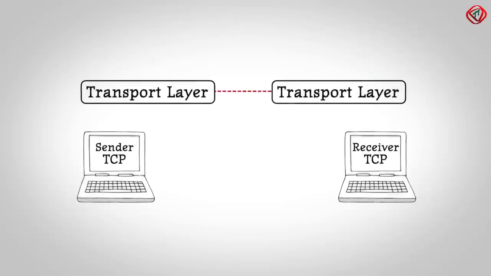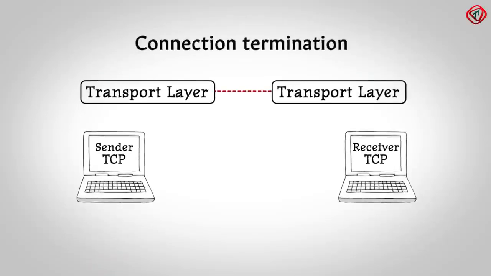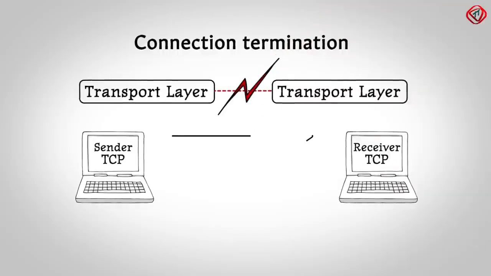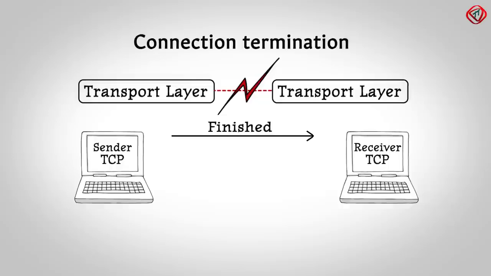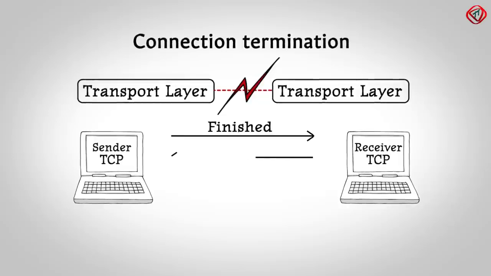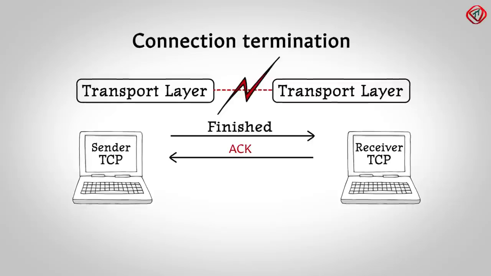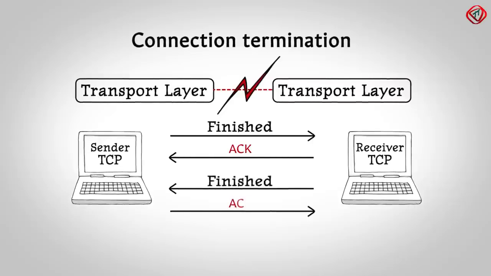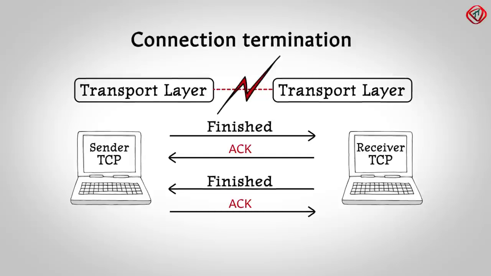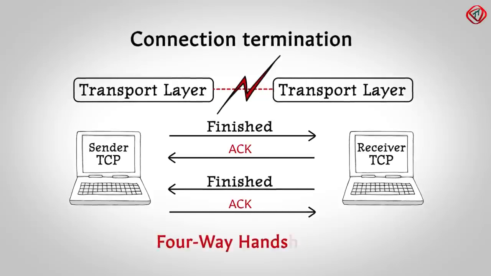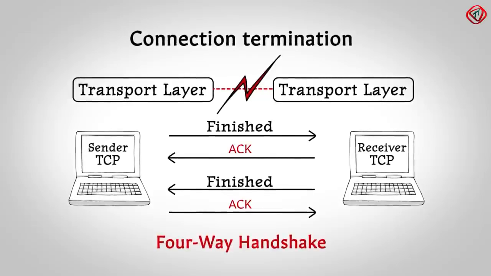The last phase in the data transmission is connection termination. When an endpoint wishes to stop its connection, it sends a finished message to the other endpoint. The other endpoint acknowledges the message. Both ends do this two-phase handshake process. Therefore, the connection termination follows a four-way handshake process. So this is the way TCP handles data transfer.